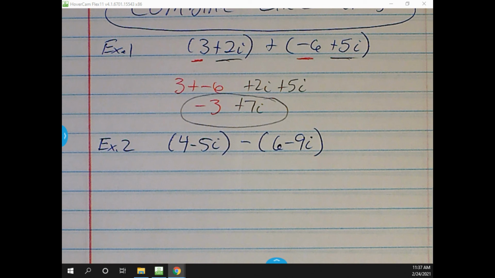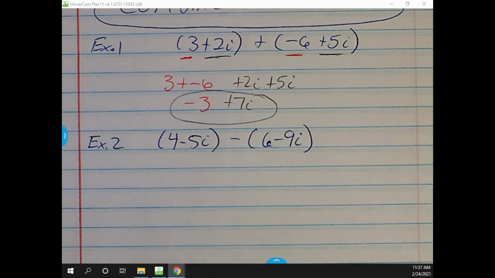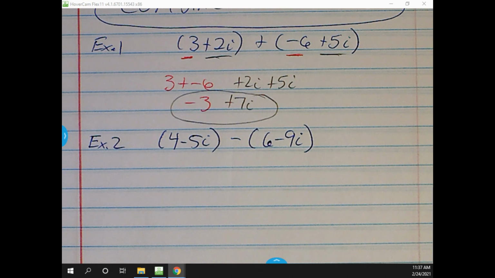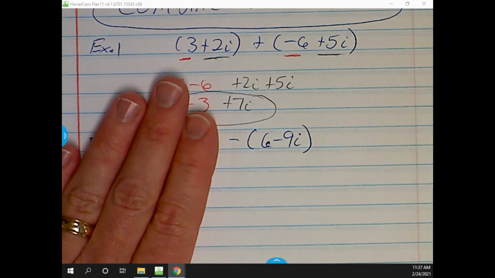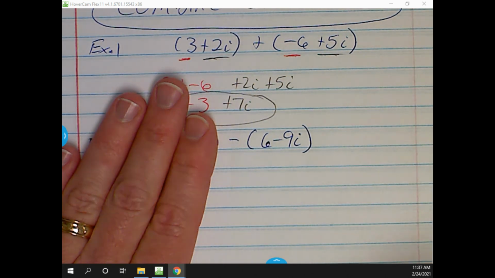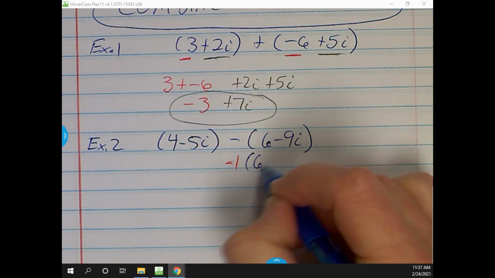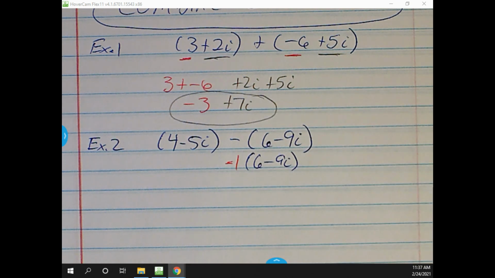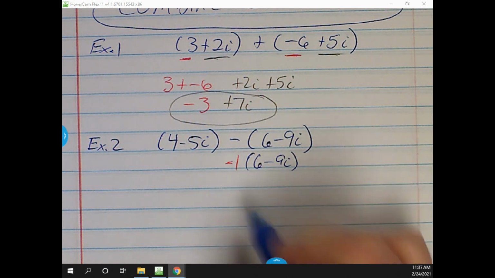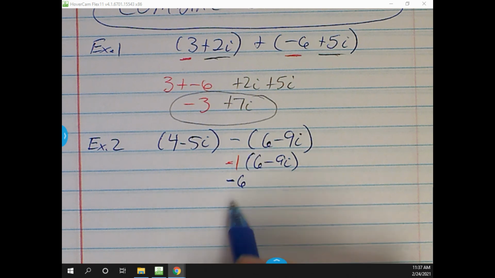So if it's a subtraction problem, we've got 4 minus 5I minus 6 minus 9I. The good thing about an addition sign is that you don't change any signs at all. Everything is the same. If you have a subtraction problem like this, remember that basically, like way back when we were doing the distributive property, this is negative 1 times 6 minus 9I. So it's negative 1 times 6 to make that negative 6. And everybody gets that part of it.